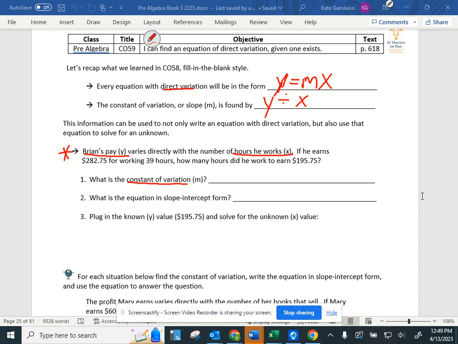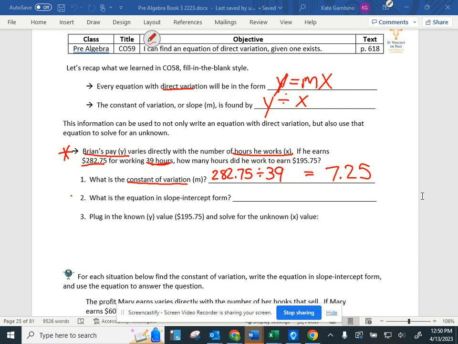So look at the numbers we have. What is our constant of variation, Emily? So we're taking the y, his pay, and we're dividing it by the x, the number of hours. So if we have 282.75 divided by 39, what does that equal? Okay, 7.25. So our M is 7.25.